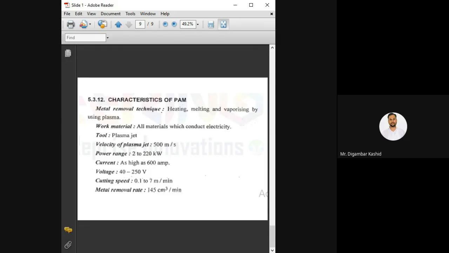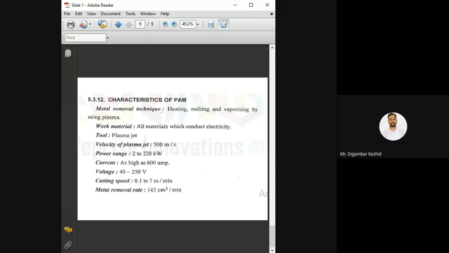What are the types of plasma arc torches? As I explained, there are two main types. One is the transferred arc type, also called the direct arc plasma torch, and another is the non-transferred arc type, called the indirect arc plasma torch.